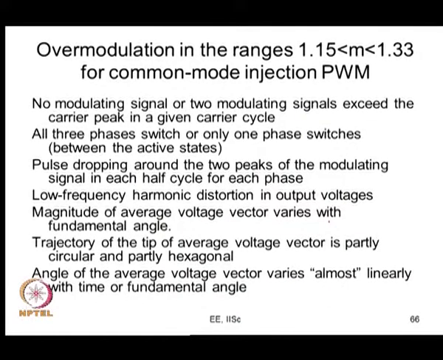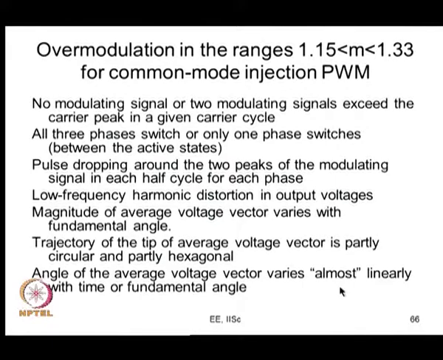Okay, let us go further. This is something we are trying to summarize: there is no modulating signal or two modulating signals exceed the carrier peak in a given carrier cycle. So, if no modulating signal exceeds, all three phases switch and you are on the circular portion of the trajectory, otherwise only one phase switches, and that switches between the active state and you are on the hexagonal portion of the trajectory. You can see pulse dropping around the two peaks, and then there is a lot of low frequency harmonic distortion, and you can see that the magnitude of the average voltage vector varies with fundamental angle. The trajectory is partly circular and partly hexagonal, and the angle of the average voltage vector varies almost linearly with time or fundamental voltage.